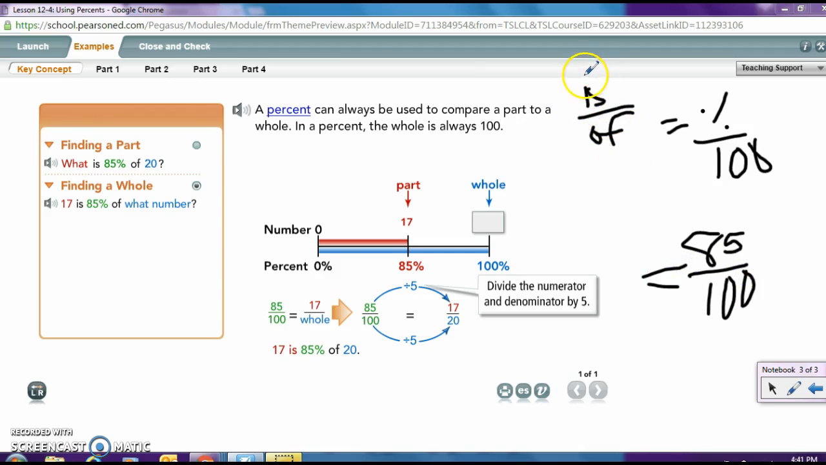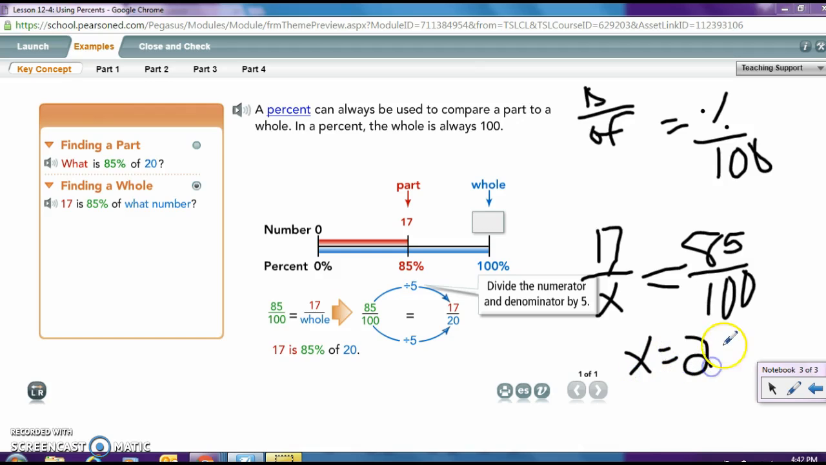Now I need to see, do I know my is or my of? 17 is, so that must mean I know my 17. 17 is 85% of what number? Well, I don't know my of. So I'm going to put an X here, or you can put a question mark. So I need to figure out, how do I get from 85 to 17? Or 17 to 85? I know 17 times 5 is 85. Or 85 divided by 5 is 17. If I divide by 5 up here, I need to divide by 5 down here. And 100 divided by 5 is 20.